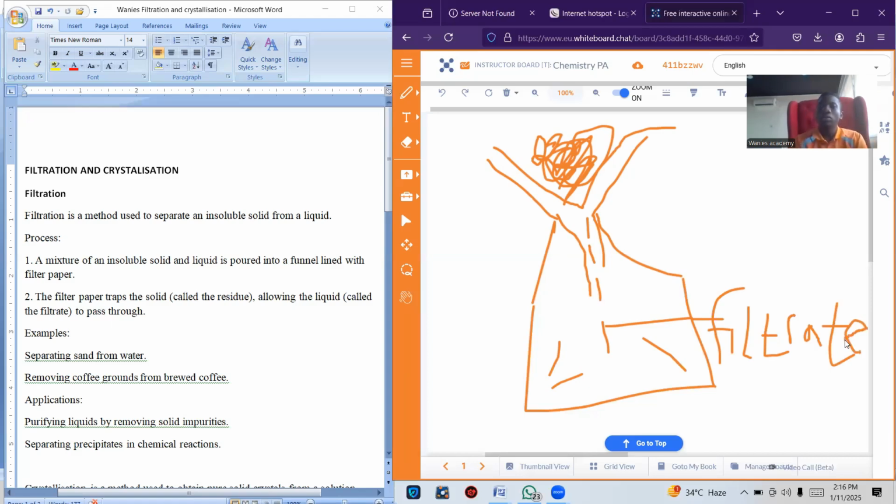What happens is that the sand will remain inside what? Inside our filter paper. And that sand is called our residue.